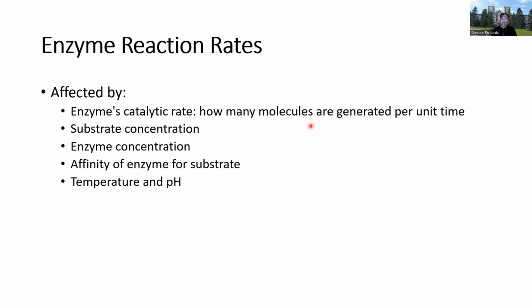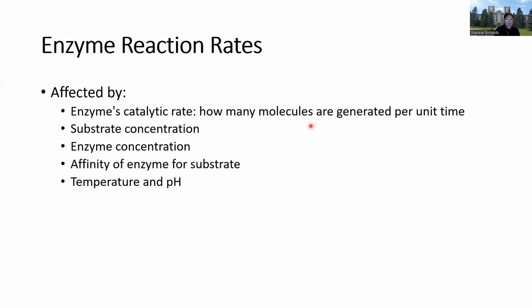The amount of enzyme present will determine how fast that reaction will proceed. More enzyme, faster reaction rate; less enzyme, slower reaction rate. The fourth one is the affinity of the enzyme for the substrate. How attracted is the enzyme to the substrate? And that will be dependent upon some of the other factors that we just listed.